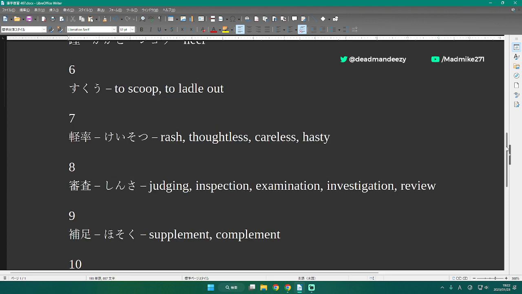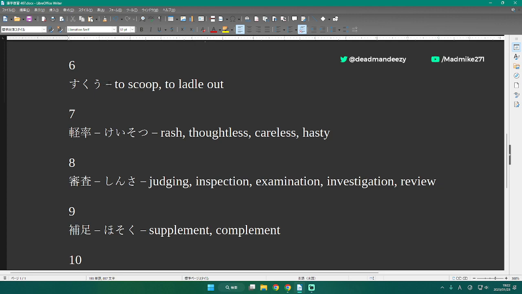Number 6 is a fairly easy one, all hiragana, suku. Suku is a transitive verb for scooping or ladling out something. This is good because scoop starts with s-k-u. Suku is to scoop or ladle out, to ladle out or spoon out. Suku desu.